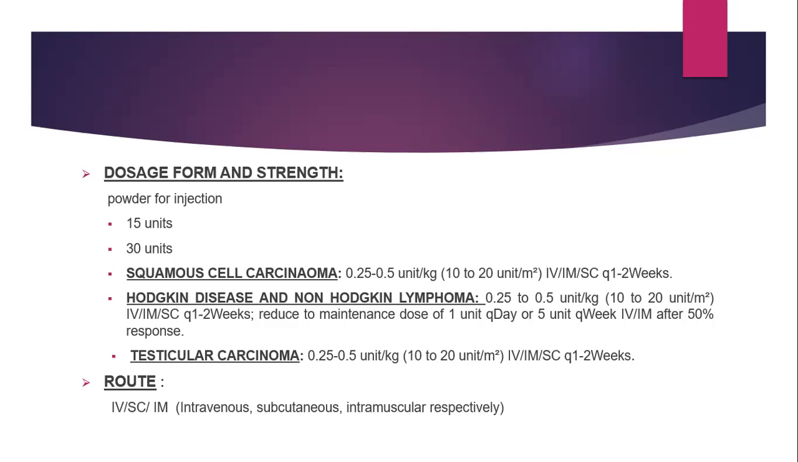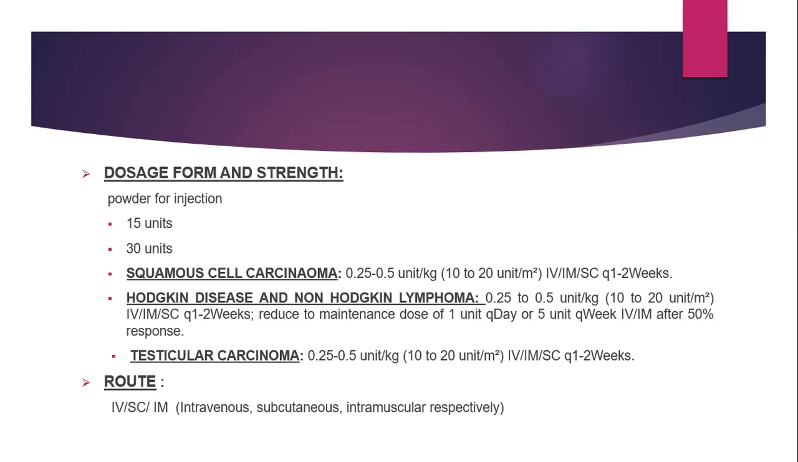In Hodgkin disease or non-Hodgkin lymphoma, 0.25 to 0.5 unit per kg is given, and it is also given as IV, IM, or subcutaneous over 1 to 2 weeks. We can reduce to the maintenance dose of 1 unit per day or 5 units per week, IM or IV, if there's a 50% response in Hodgkin lymphoma treatment by bleomycin. In testicular carcinoma, we use 0.25 to 0.5 unit per kg, and it is also given as IV, IM, or subcutaneous over 1 to 2 weeks.